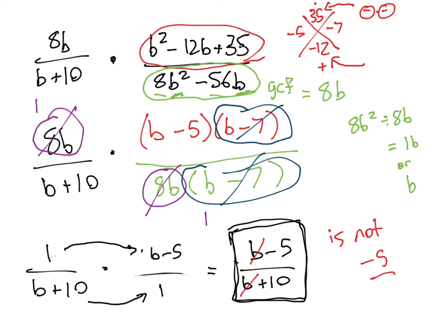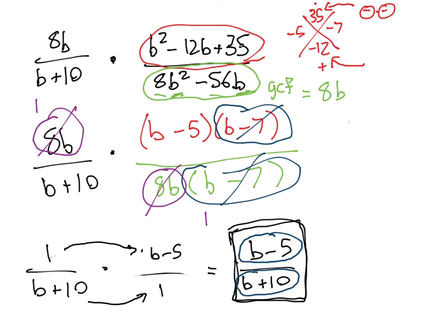But when we're dealing with more than one term, we have not just b, but b minus 5 together, and not just b in the denominator, but b plus 10 together. We are not able to cancel out just half of a factor with half of another factor.